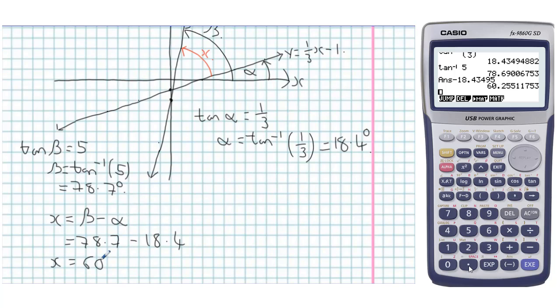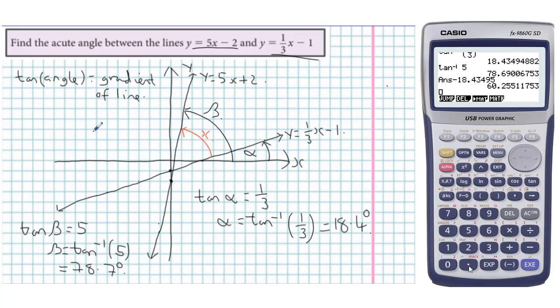Now you can round. x equals 60.3 degrees. If we just go back up to our lines, I think that looks like quite a reasonable answer.